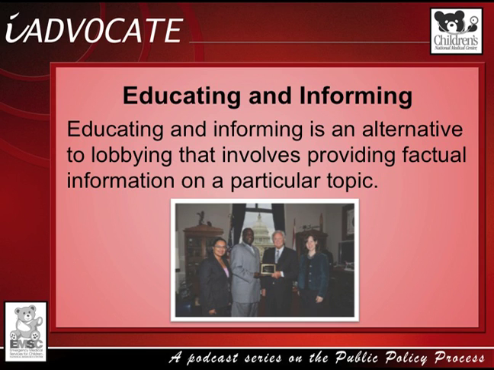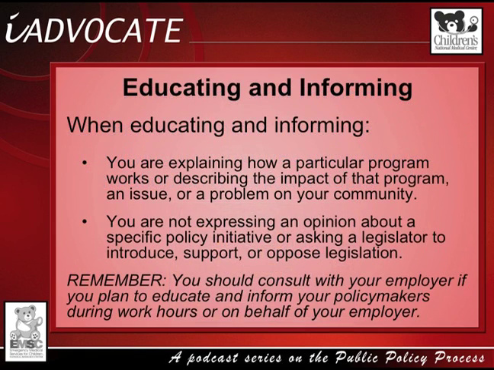Finally, educating and informing your policymaker is an alternative to lobbying that does not involve a great deal of restrictions. It is an ideal option for those who cannot lobby or who do not feel comfortable lobbying. When educating and informing, you are simply providing factual information on a given topic. You are not asking a legislator to support a specific piece of legislation, endorse program funding, or vote a certain way. For example, you may provide background on an issue or explain how a particular government program works. You may present nonpartisan analysis or research.